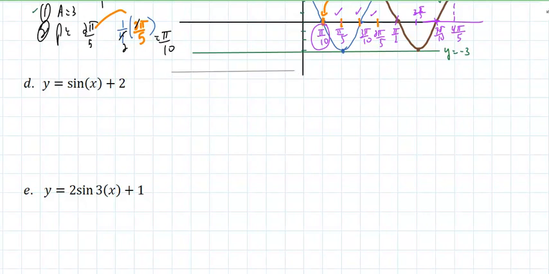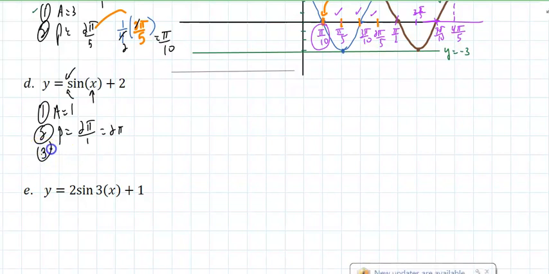And what if we shift this? Amplitude is still the number in front of the x. Period is still 2 pi divided by the number in front of x, which is 1. That's 2 pi. I'm sorry. Amplitude is the number in front of the function, not the x.